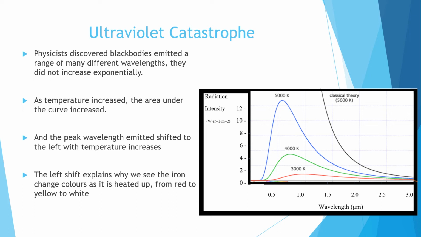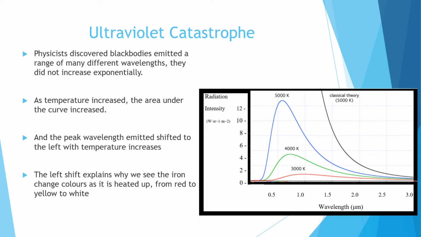Although this experimental data disagreed with classical physics, there were two visible trends. As temperature increased, the area under the curve increased. This explains why hotter objects give off more light, as the area under the curve corresponds to the amount of waves emitted. For example, the hotter a piece of iron is, the brighter it glows.